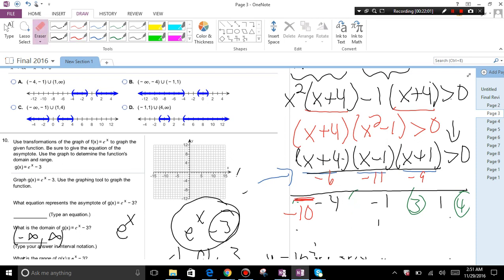I pick a value between -4 and -1, like for instance -3. Then -3 plus 4 is +1. -3 minus 1 is -4. -3 plus 1 is -2. And then a positive times a negative times a negative is a positive.